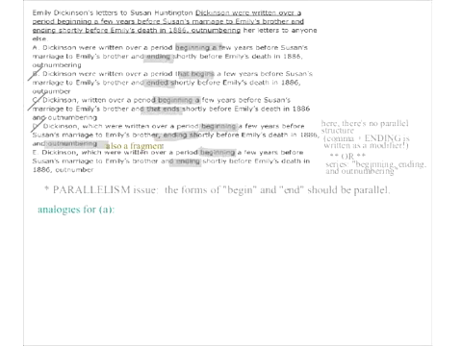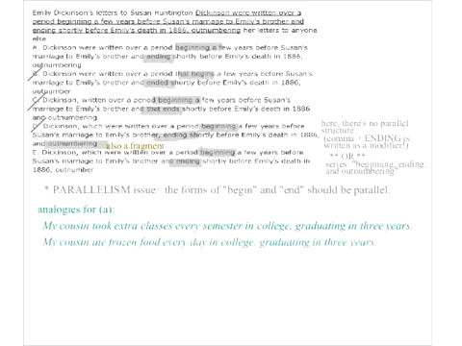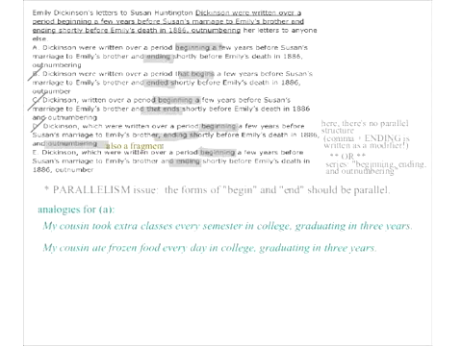Here are 2 sentences. First sentence is, my cousin took extra classes every semester in college, comma, graduating in 3 years. Versus, my cousin ate frozen food every day in college, comma, graduating in 3 years. The first one of these is correct. The second one of these is incorrect. Can anybody tell me what's wrong with the second one?